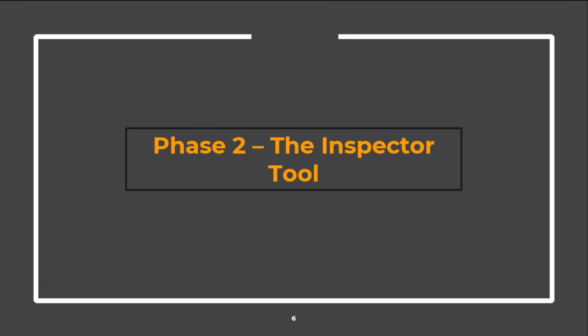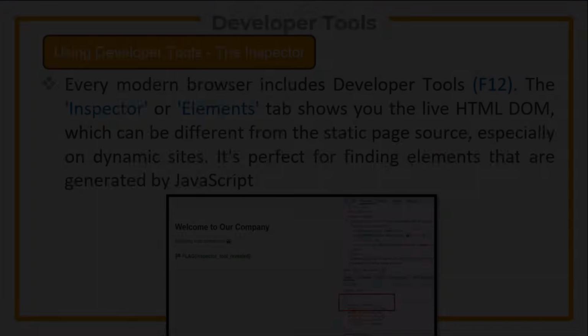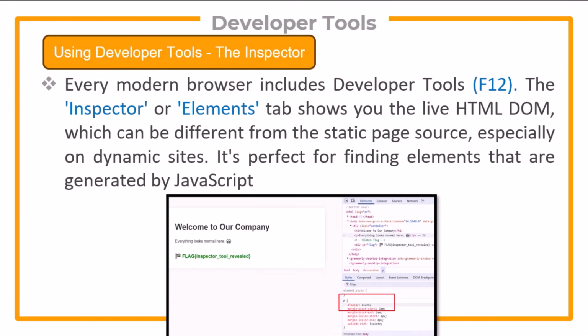Next, we move to the browser's developer tools, which you can open by pressing F12. Our first stop is the Inspector or Elements tab. Unlike the page source, this shows you the live state of the website, including any changes made by JavaScript after the page loads.